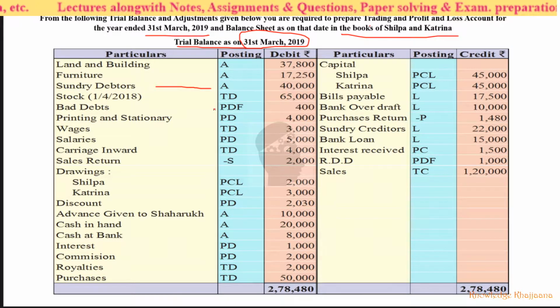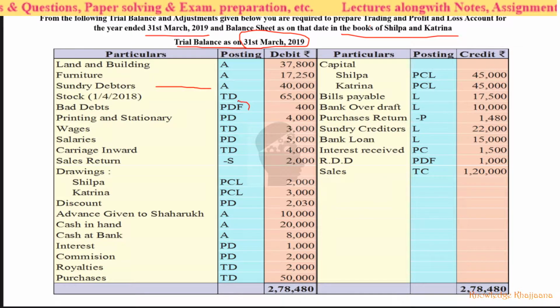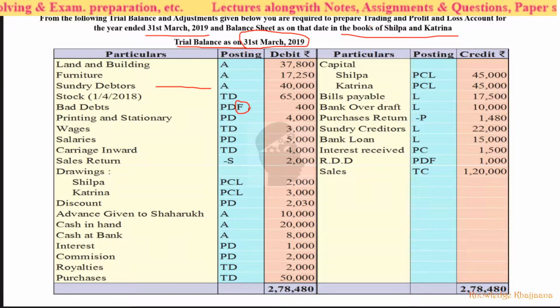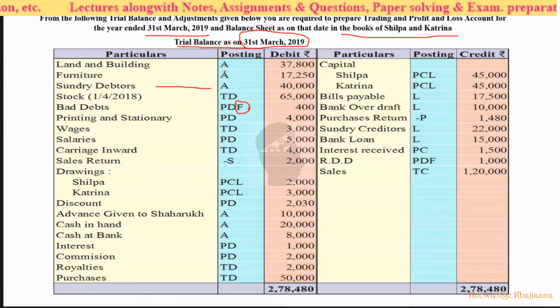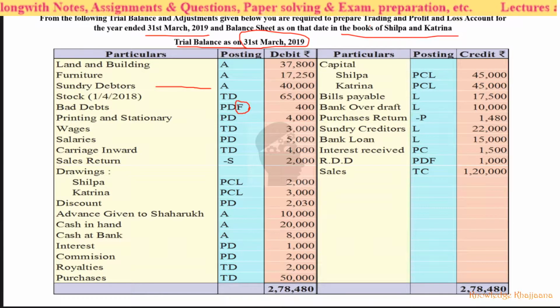Bad debts goes to the profit and loss account debit side as per the formula. In my earlier lecture also I had told you the meanings of these terms. A for asset, L for liability, TD for trading account debit side, TC for trading account credit side. Then PDF means profit and loss account debit side formula. Only PD means profit and loss account debit side, and PC means profit and loss account credit side.